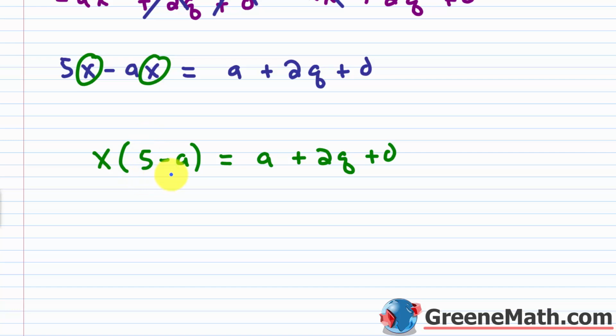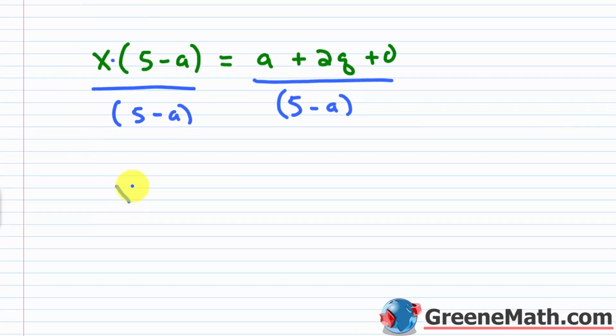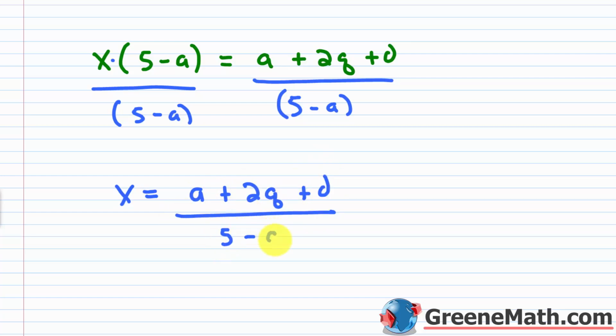Since this quantity 5 minus a is multiplying x, to get x by itself, I just divide both sides by that quantity. And I'll have x by itself. So I will have x is equal to, we'll have a plus 2q plus d over your 5 minus a.